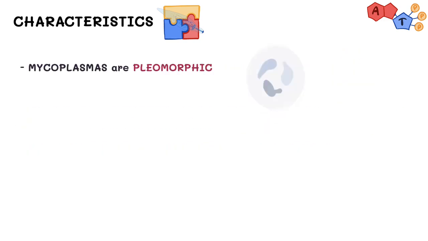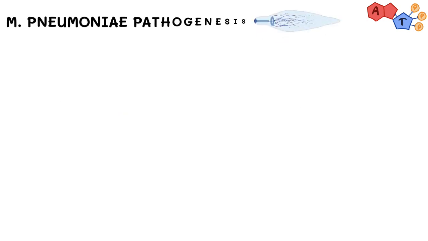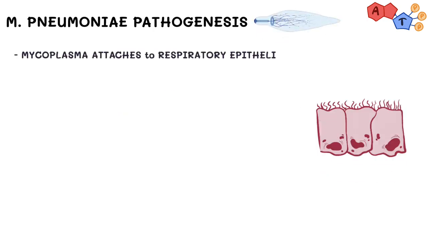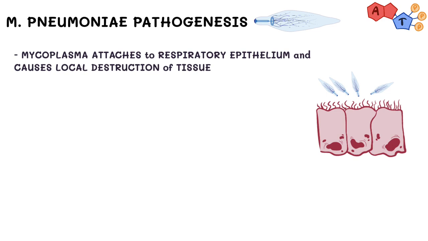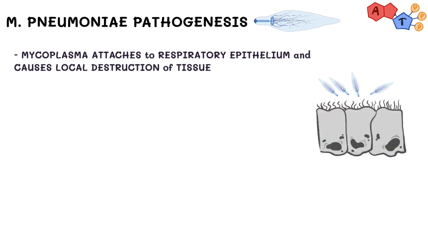Mycoplasmas are pleomorphic, meaning that they can assume a variety of shapes because of their flexible cell membrane. Another characteristic of their membrane is that it's the only bacterial membrane that contains cholesterol. Mycoplasma pneumoniae attaches itself to the respiratory epithelium by using specific proteins, thus causing local disruption of tissue and cell structure. And just like other pathogens, Mycoplasma pneumoniae produces its unique virulence factors that aid in its pathogenic pathways.